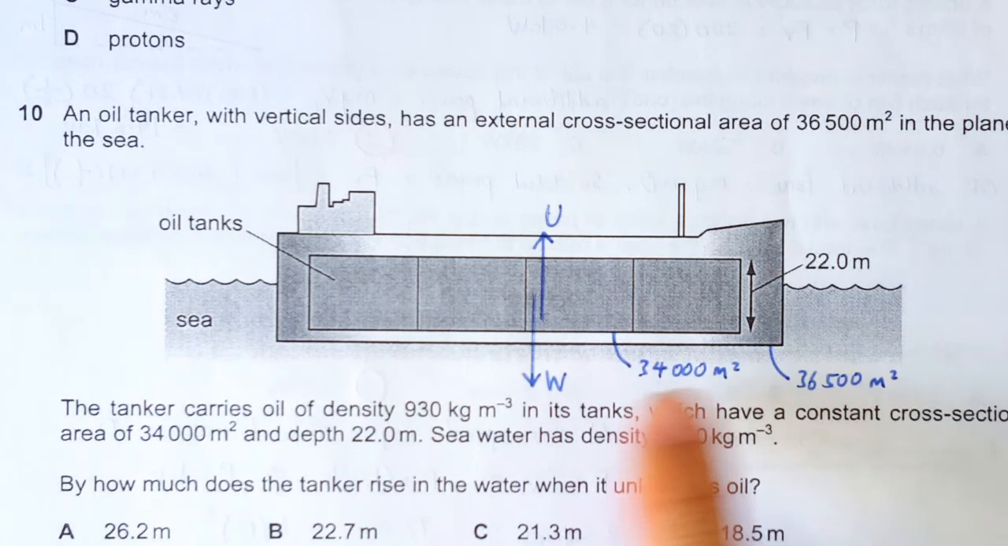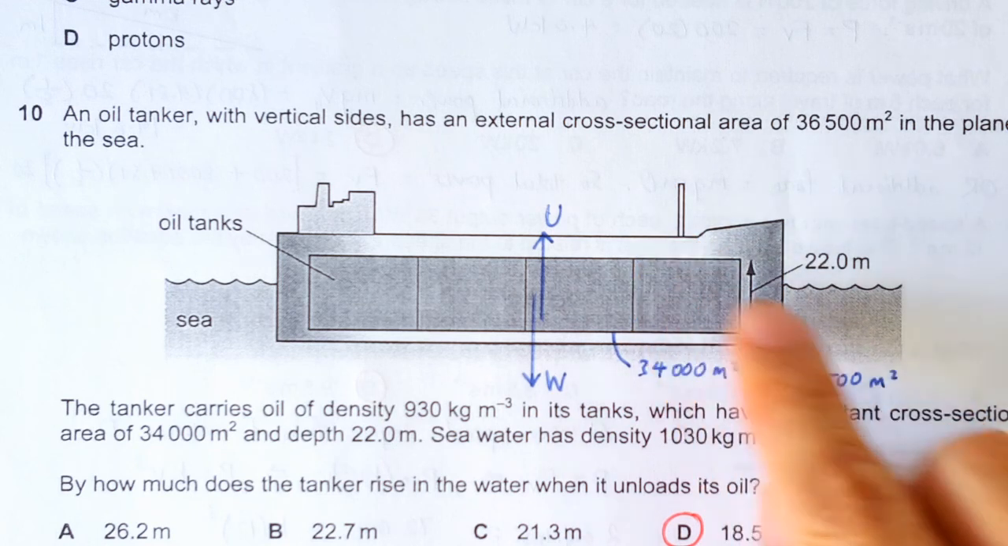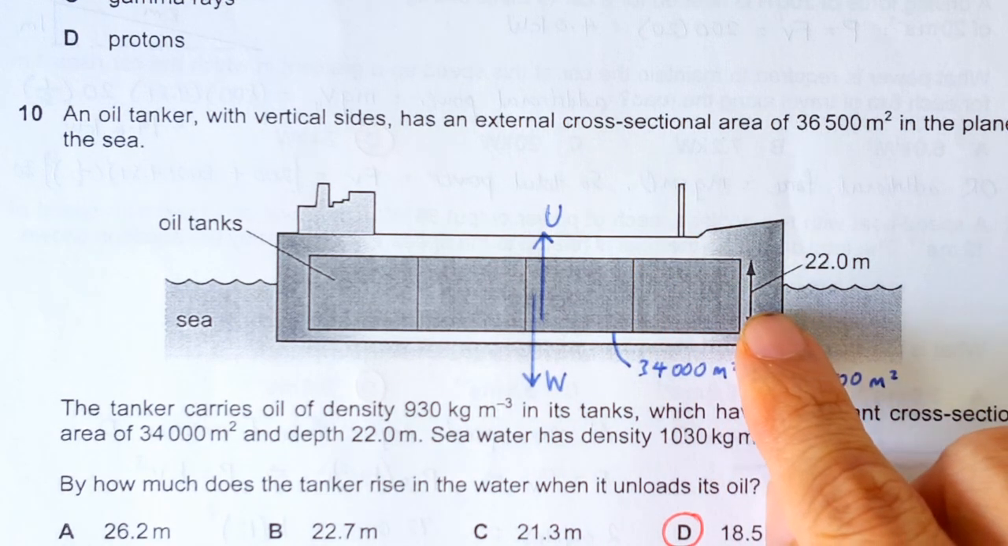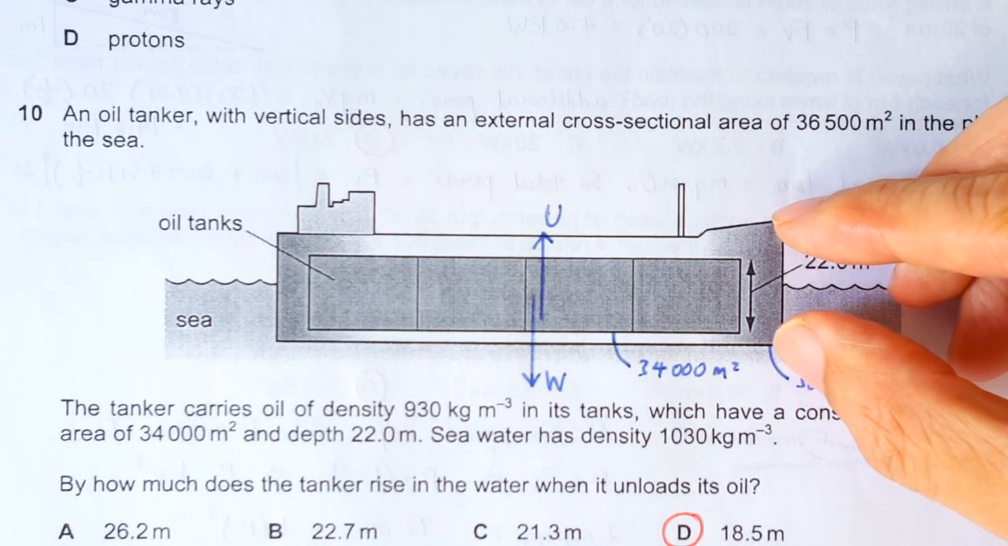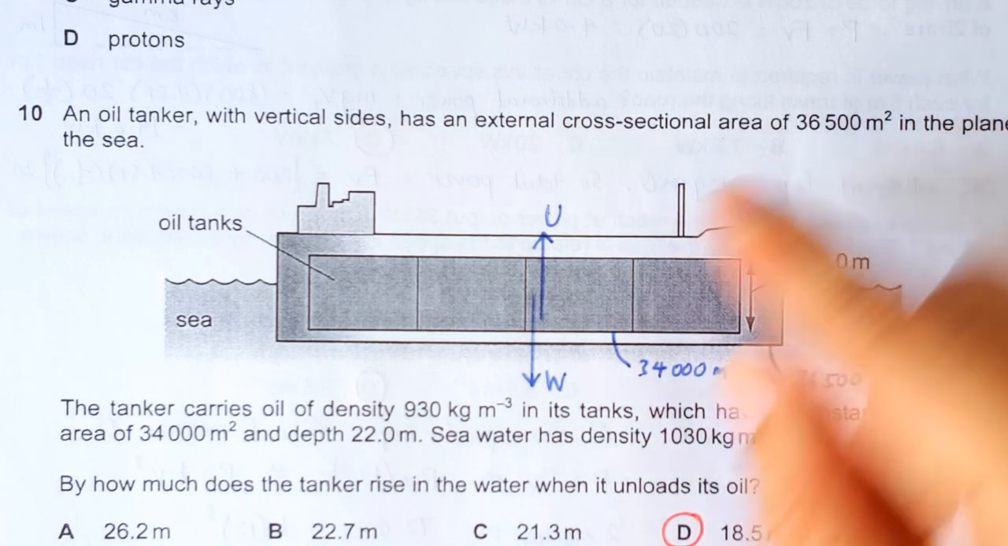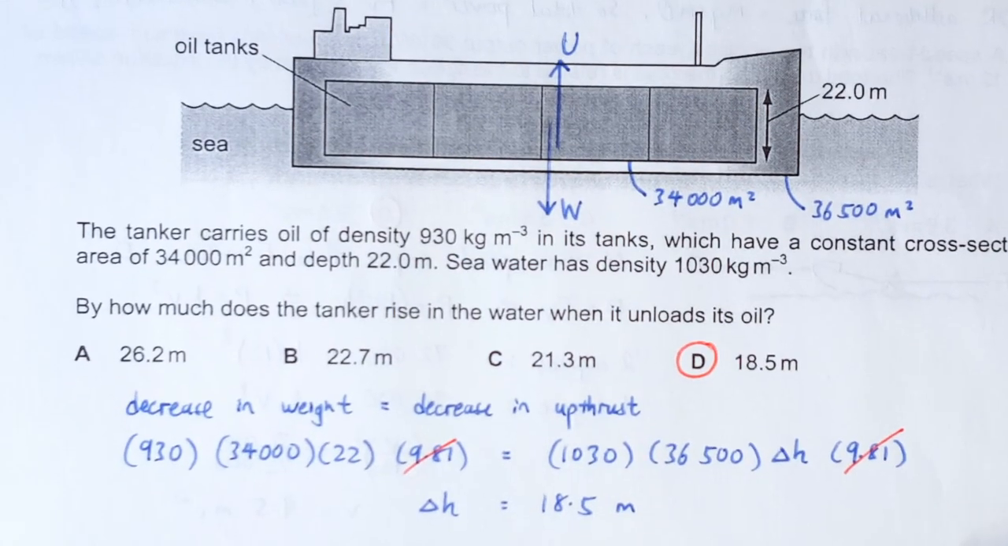So now we empty this tank, which means the total weight reduces. So the oil tanker doesn't have to displace so much seawater in order to stay afloat. So in fact, the oil tanker will float higher. So there's a reduction in the upthrust. So we can write this equation here.